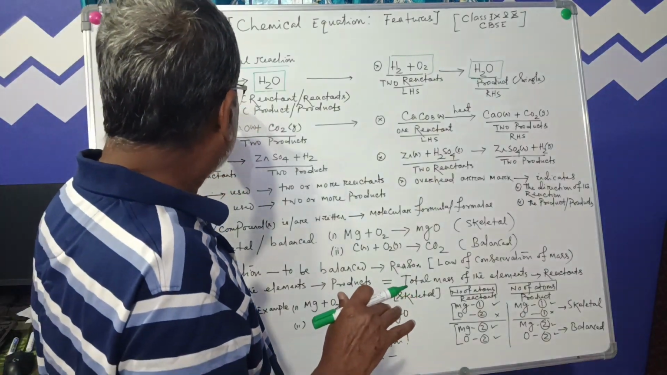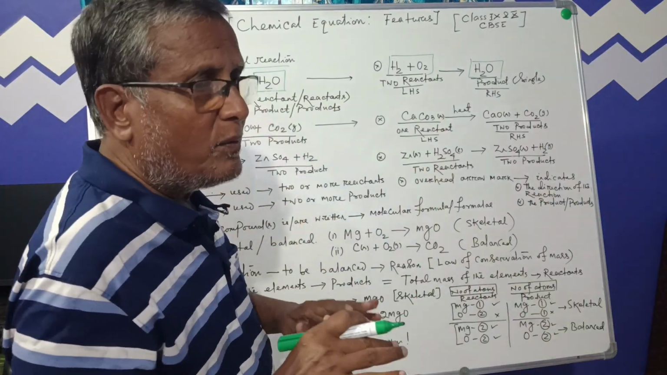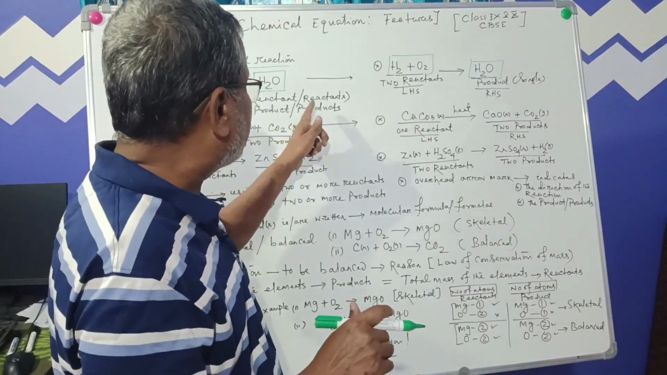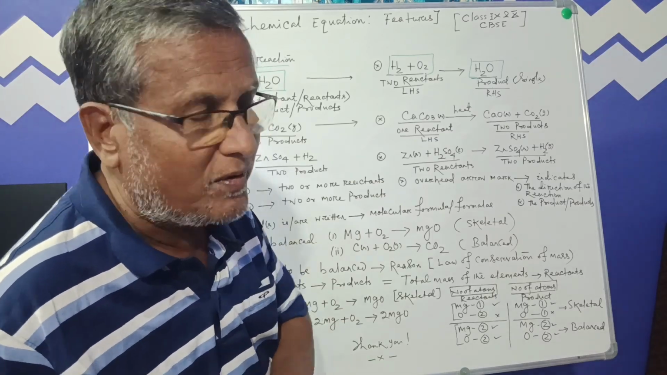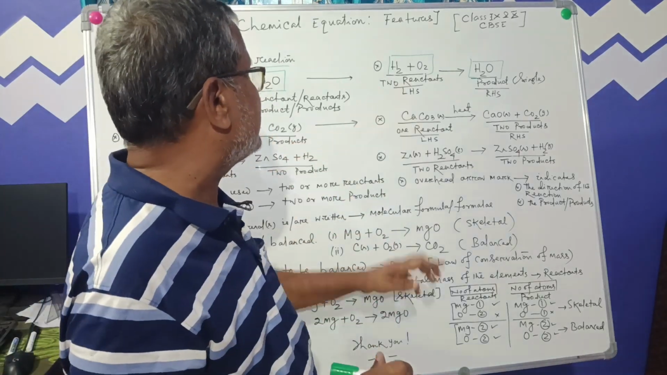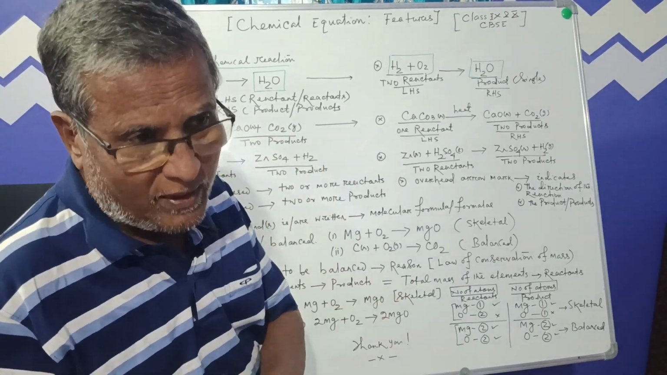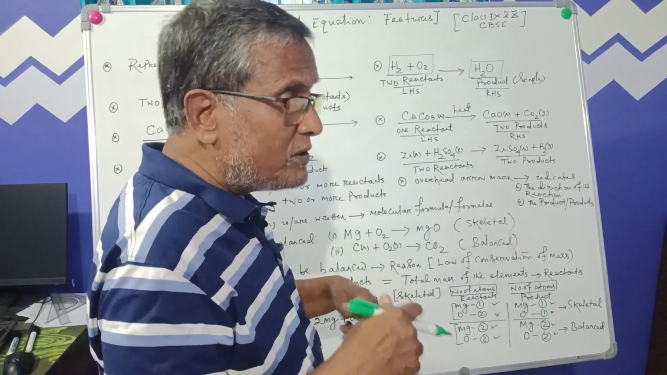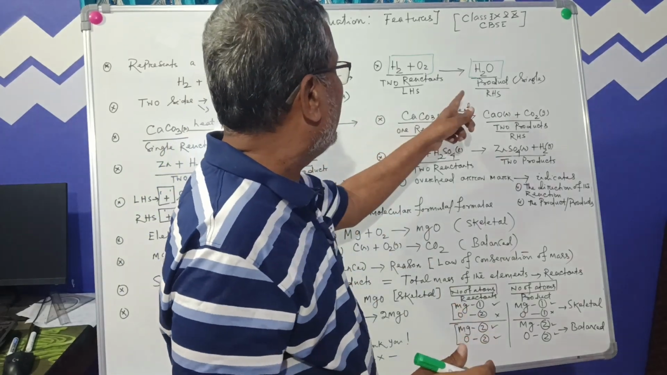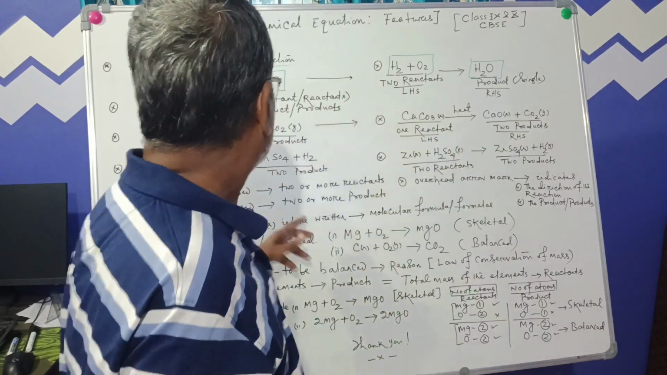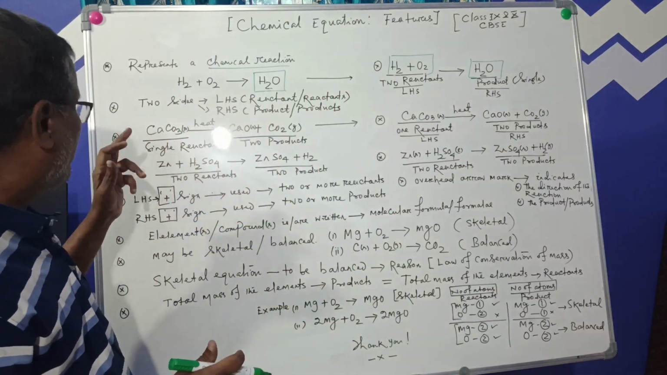So in LHS, left hand side, what do we write? A reactant if it is single, or reactants if it is two or more. And in RHS, what do we write? We write product if it is one single, or if more than one we write products. Here it is single, we have written product, this single product. So let us come to this point.